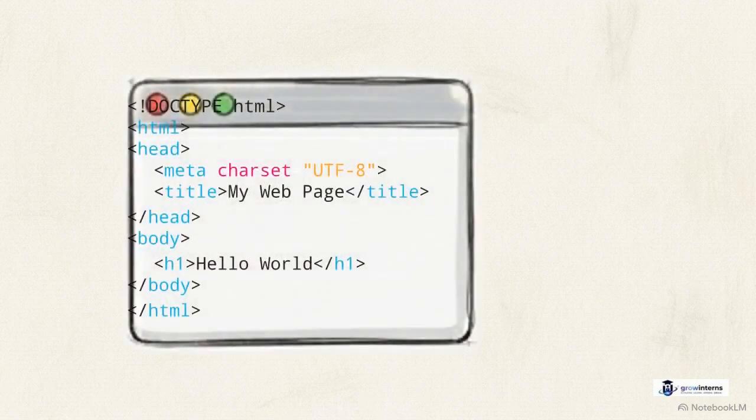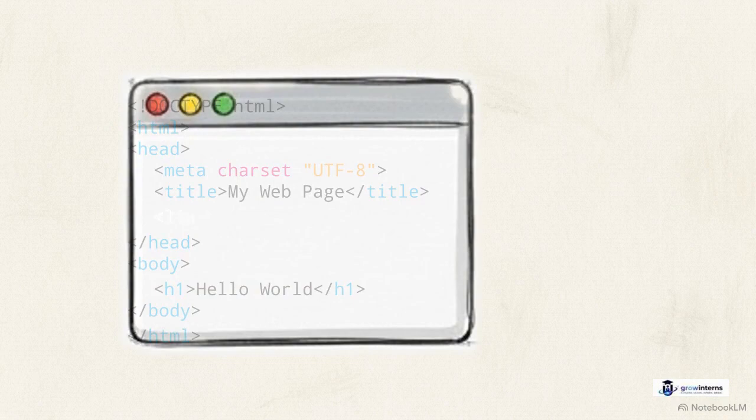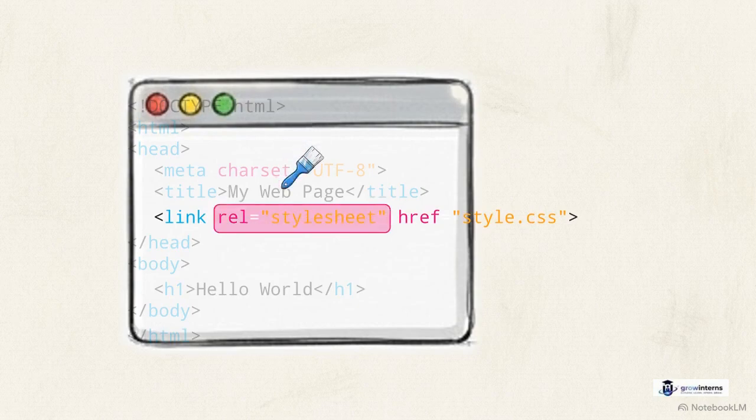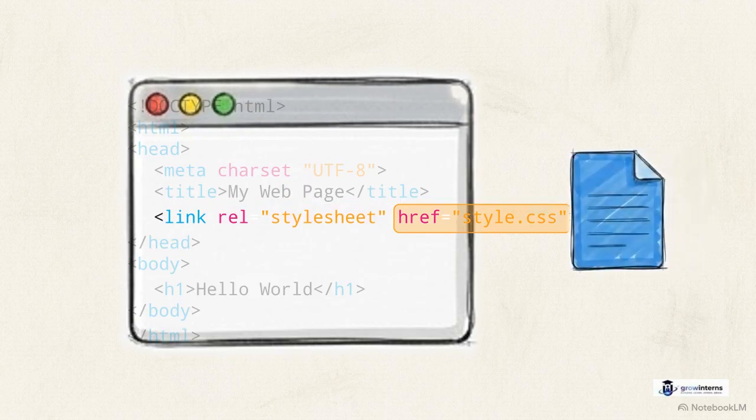Now let's attach the design. Directly inside the head section, type an opening angle bracket, followed by link rel equals stylesheet, href equals style.css, and close the bracket. The rel attribute defines the relationship, telling the browser we are attaching a style sheet. But the href attribute is the heavy lifter. It acts as the literal path, pointing the browser directly to your external style.css file.